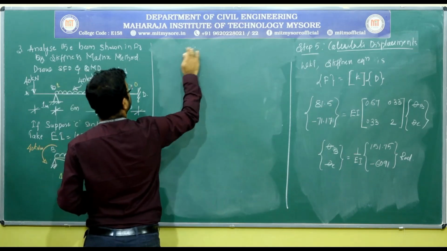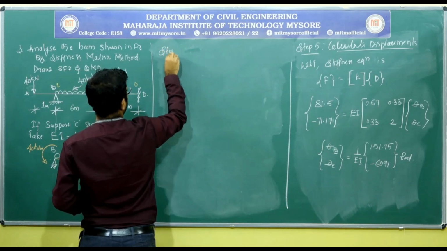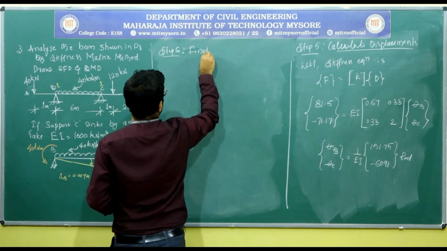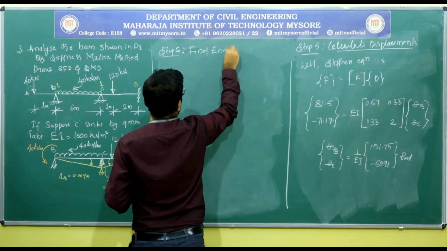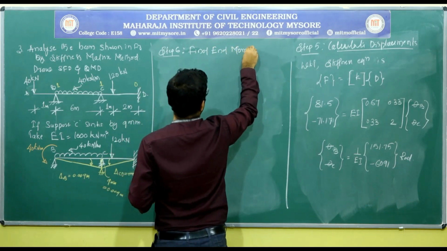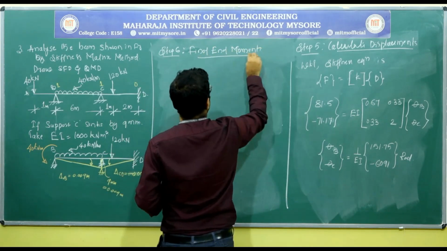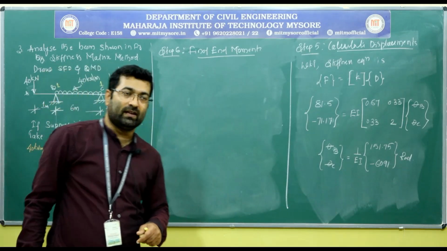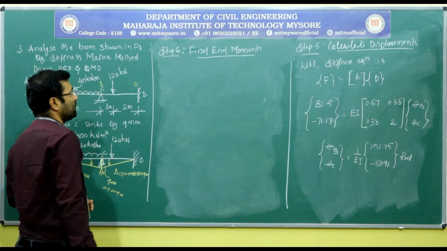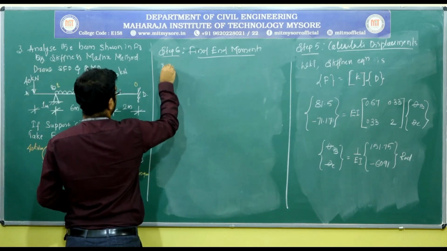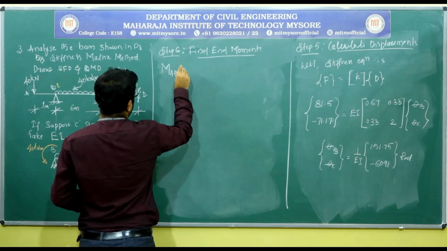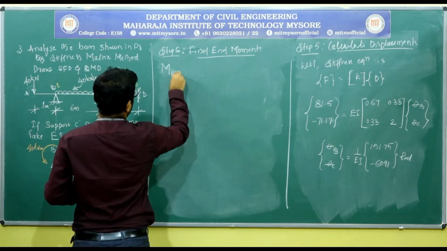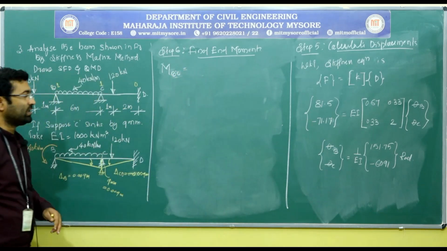Step number 6, final end moments. To calculate the final end moments, we have to use the slope deflection equations. So we already know what all the slope deflection equations are. So let us use them, starting with MBC, because the BA portion is overhanging.